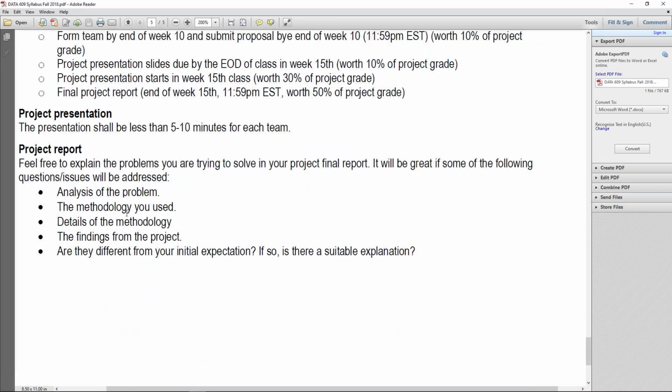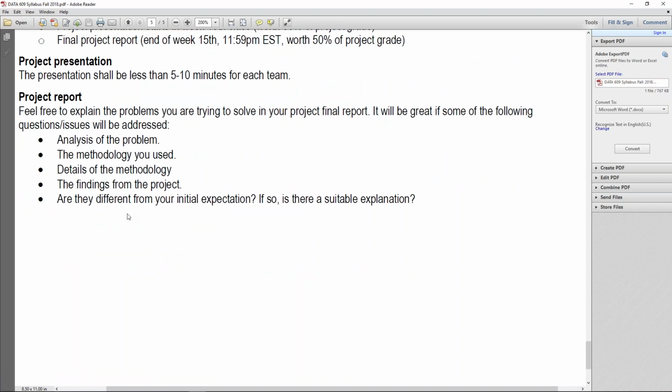But the thing you want to pay attention to is that the presentation would be less than 5 to 10 minutes, and the report should include key elements such as analysis of the problem, the methodology you used, detail of the methodology, the findings from the project, and are they different from your initial expectation? If so, is there a suitable explanation? By no means should you address all of them, but you should at least address some of these problems. And then the report can be very compact. It can be like 3-5 pages with some sort of appendix. You don't really need to spend a significant amount of time to write the report. So that's the report part.